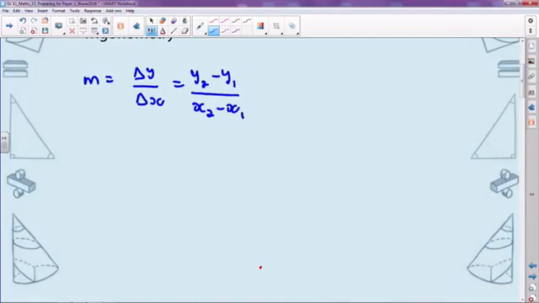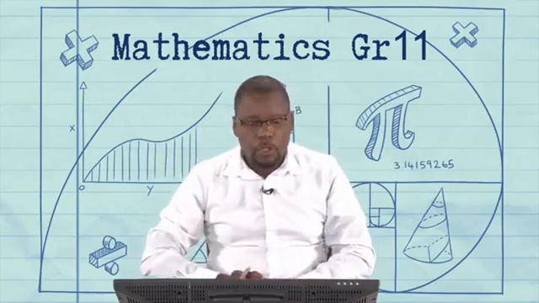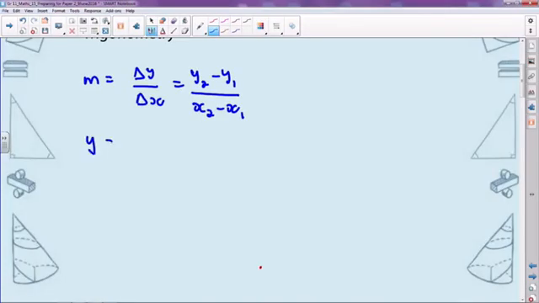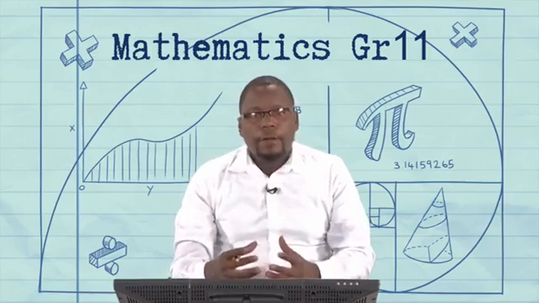So you'll have two sets of coordinates, and you call one set 1 and the next one set 2: x1 and y1, and then x2 and y2. Now they can ask you to find the equation of a line, and the equation of a straight line is given by y = mx + c. They can also ask you to use the other equation of a line, which is y minus y1 equals m times (x minus x1).